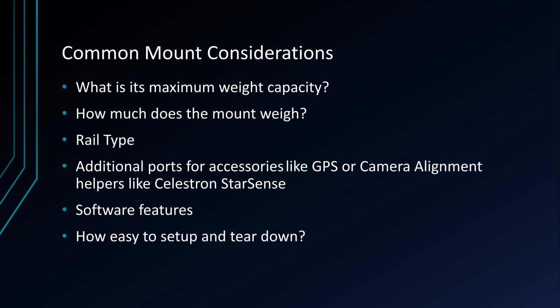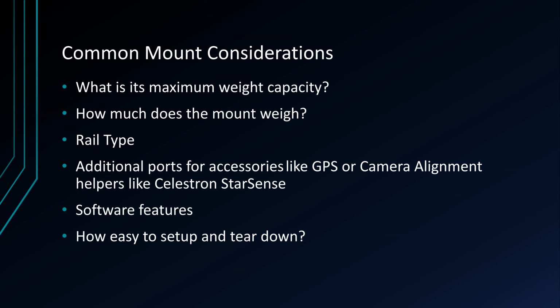Also consideration is the rail type. I'll point out what they mean by that on the next slide. Most all the telescopes will generally have what's known as a rail that allows you to slide on and attach the scope to the mount.